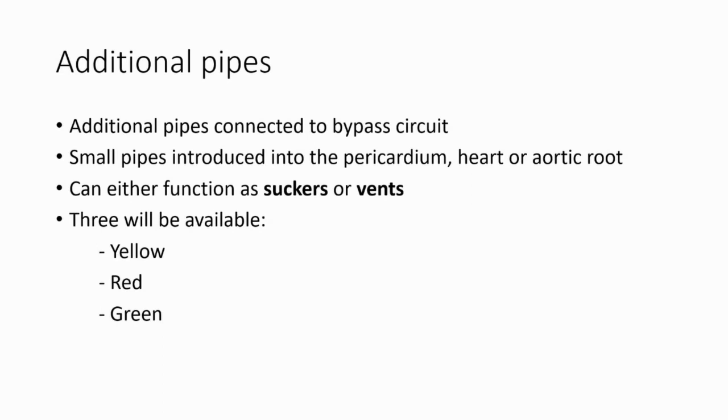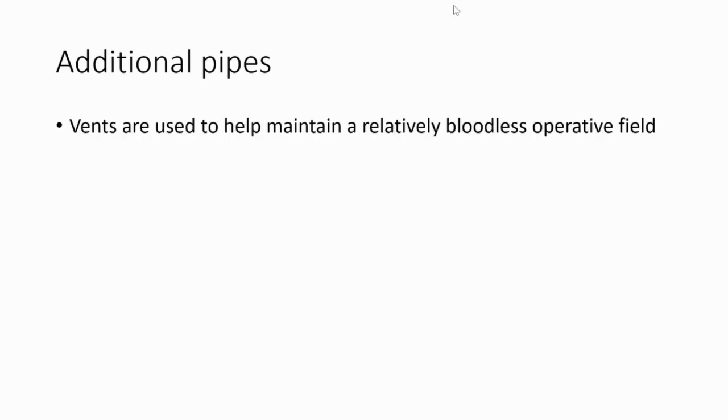Now, let me explain, because this is something that took me a while to get my head around. What you may think is, why is blood entering the heart? We've got the patient on bypass. We have a massive pipe in the right side of the heart that's sucking all of the deoxygenated blood out of the heart into the bypass machine, right? So why do we need additional vents to keep the heart from filling up?